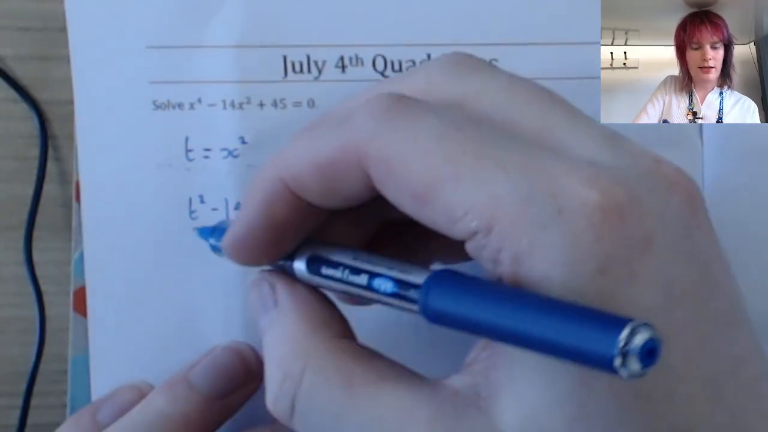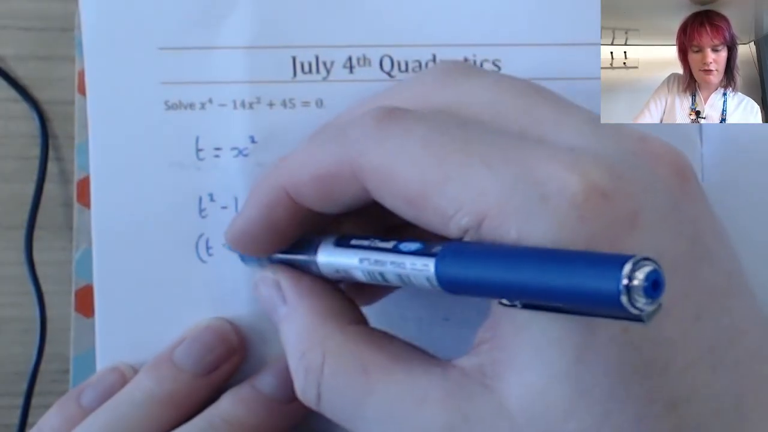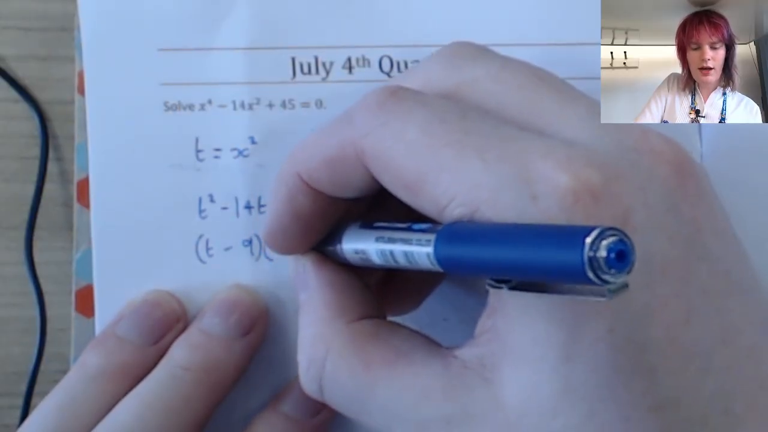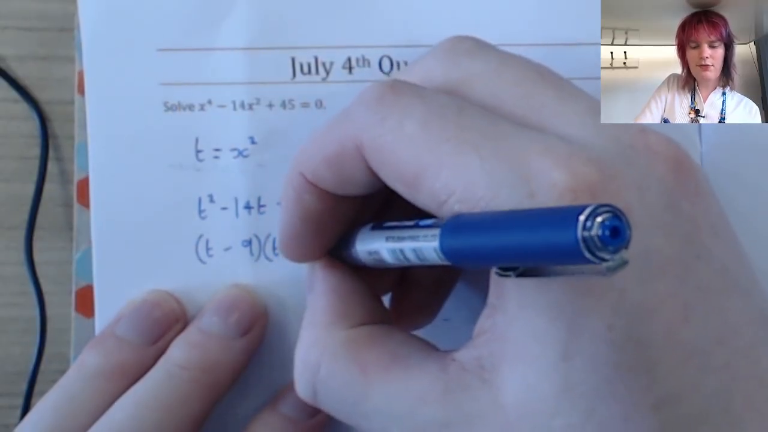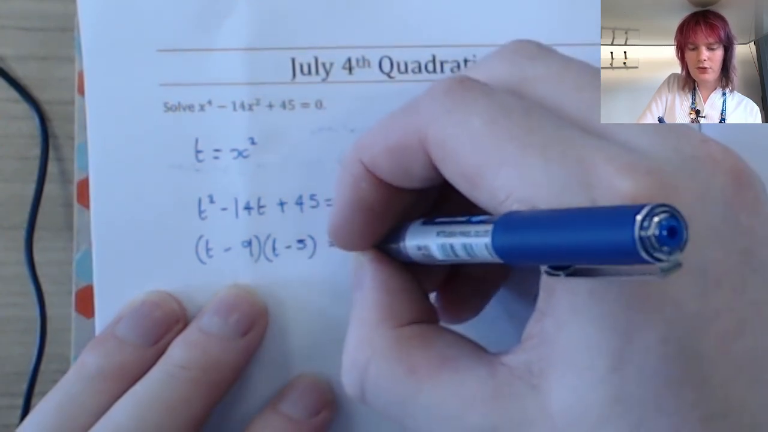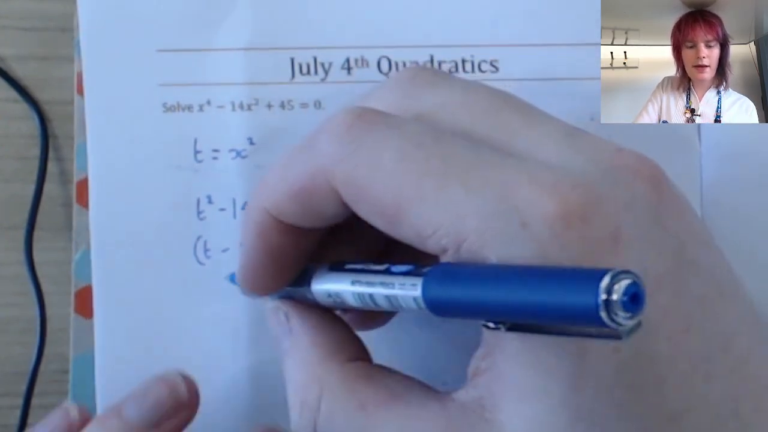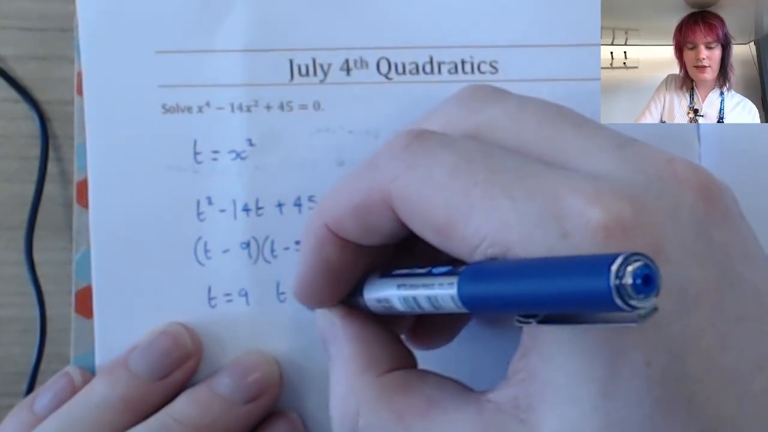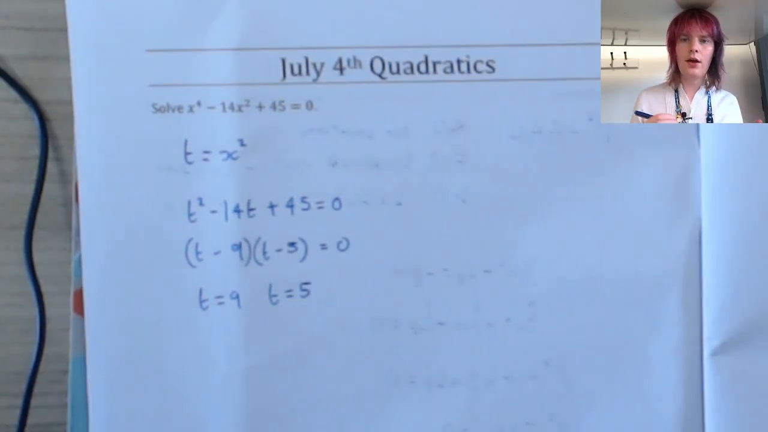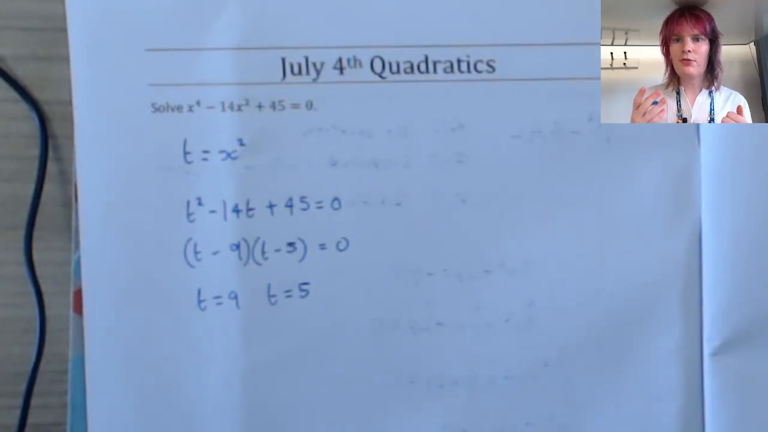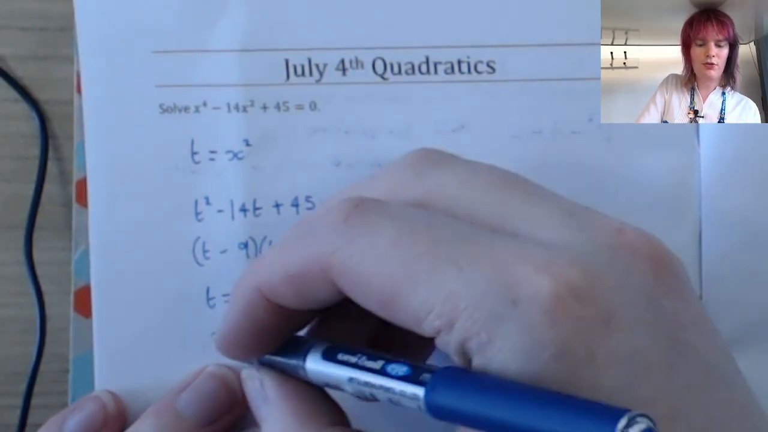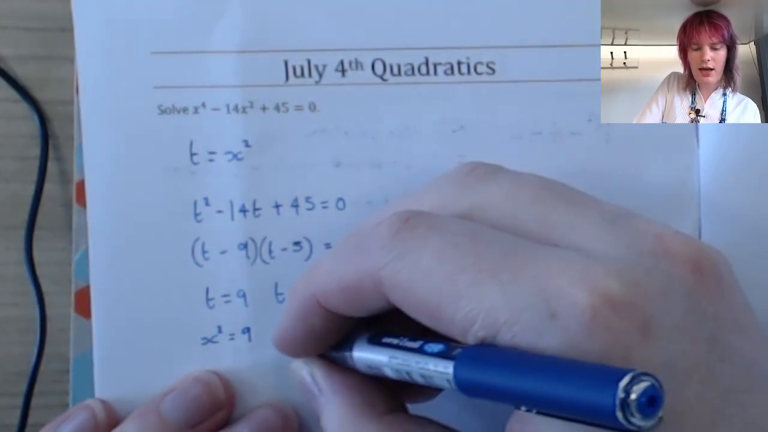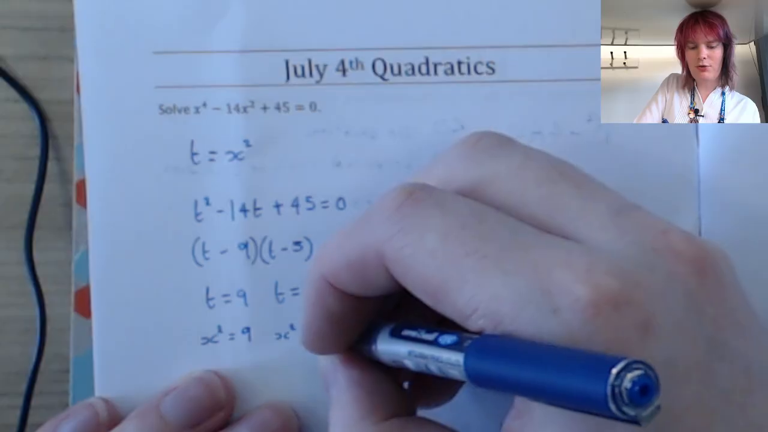This factorizes quite nicely. It factorizes into t minus 9 and t minus 5. That's equal to 0. And then we get our two solutions. t is equal to 9 and t is equal to 5. We're not done there. We found values for t. We need to convert this back to values for x. So we get x squared is equal to 9 and x squared is equal to 5.